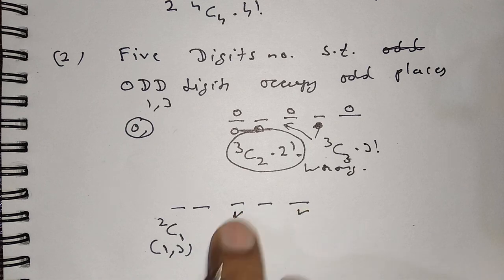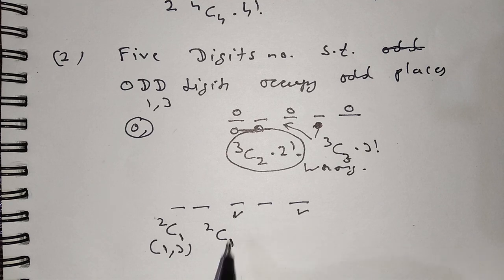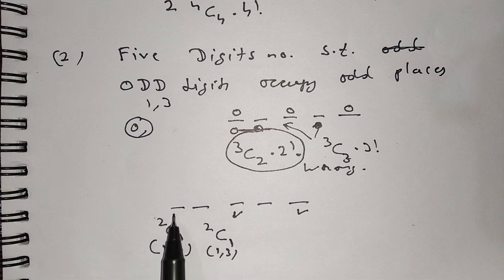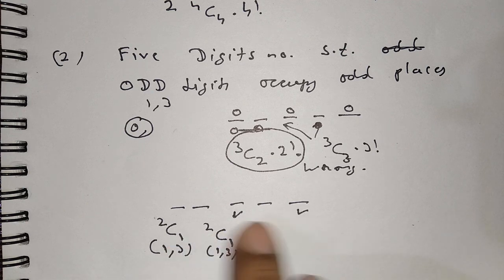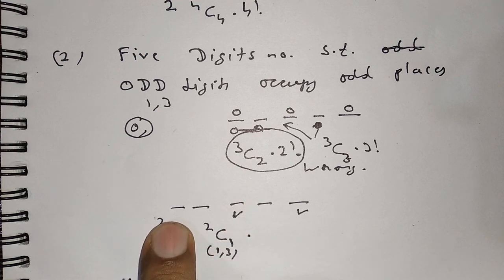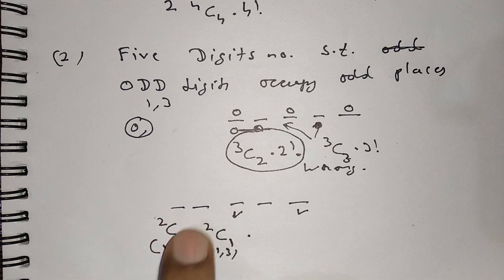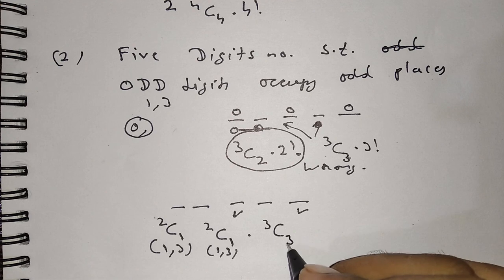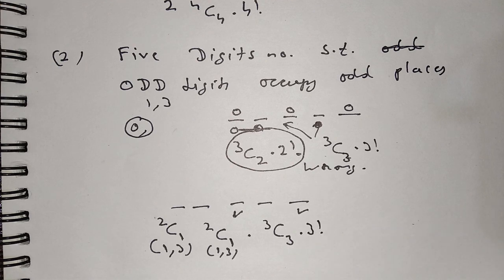So out of these 2 places we select one place, that is third or fifth, and there we will put the remaining digit, that is again 1 or 3. So now the odd places are occupied: the first place and the third or fifth. Now the remaining 3 digits, that is 0, 2 and 4, can be arranged, and the first place is occupied, so there is no problem whether the number is 5 digit or 4 digit. So the remaining can be arranged as 3C3 into 3 factorial.